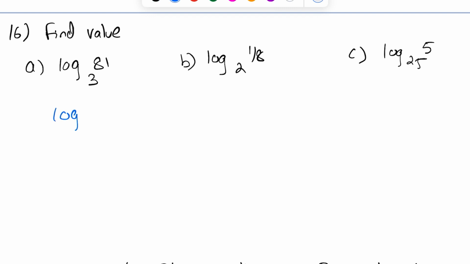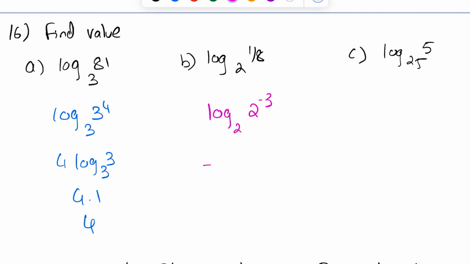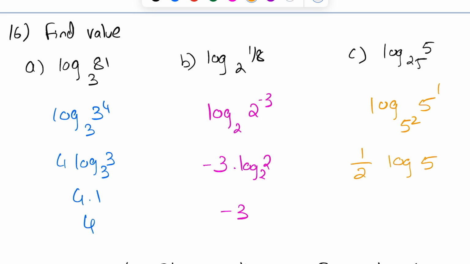So 81 can be written as 3 power 4 to the base 3. 4 comes in front. Log 3 to the base 3, 4 times 1, 4. 1 upon 8 can be written as 2 power negative 3 to the base 2. Minus 3 comes in front, log 2 to the base 2, which is negative 3. Log 5 to the base 5 squared: 1 comes to the numerator, 2 to the denominator, log 5 to the base 5, which is 1 upon 2.